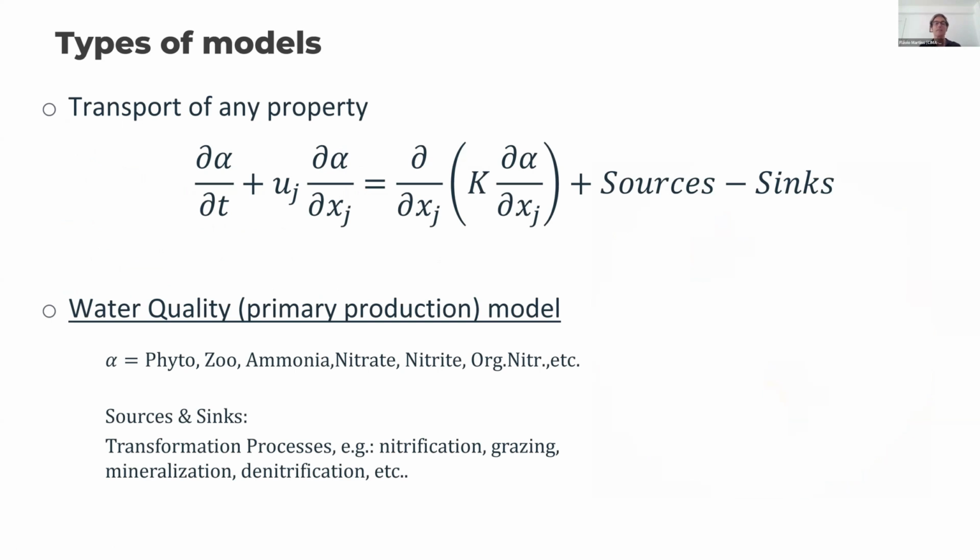Okay, so basically all these methods, what they do is they solve the transport equation. Again, it's here. So these are the two terms of the temporal variation and the advective variation. This is the diffusion term, and then sources and sinks. When it's the Newton equation, so the Navier-Stokes equation, the sources and sinks are forces. But in the case of water quality, for example, the properties are the concentrations of phytoplankton, zooplankton, and so on. And the sources and sinks are the processes that transform one property to the other.